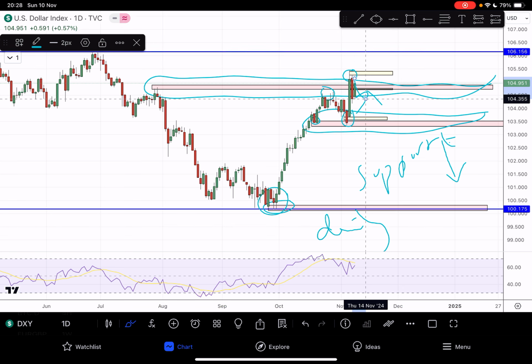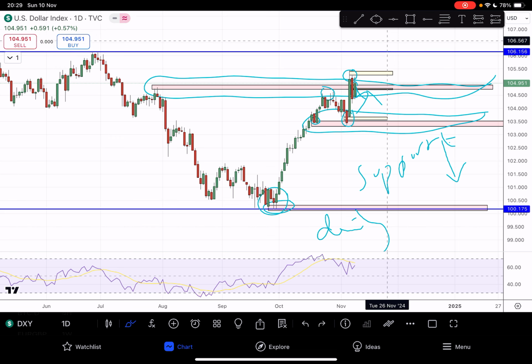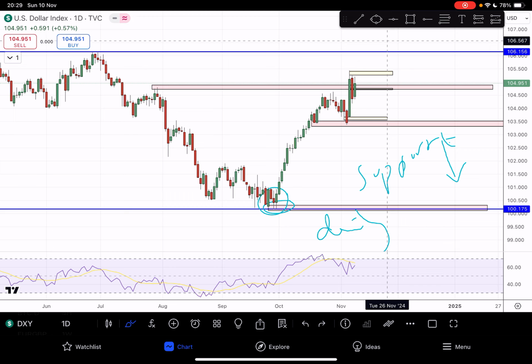However, you can see Friday's price action closed making a higher low. I expect it to go to this region by the end of the week. Without a doubt, price will be coming to this region here by the end of the week. Mark my words, guys. But we'll see. So what I'll do is update the charts.